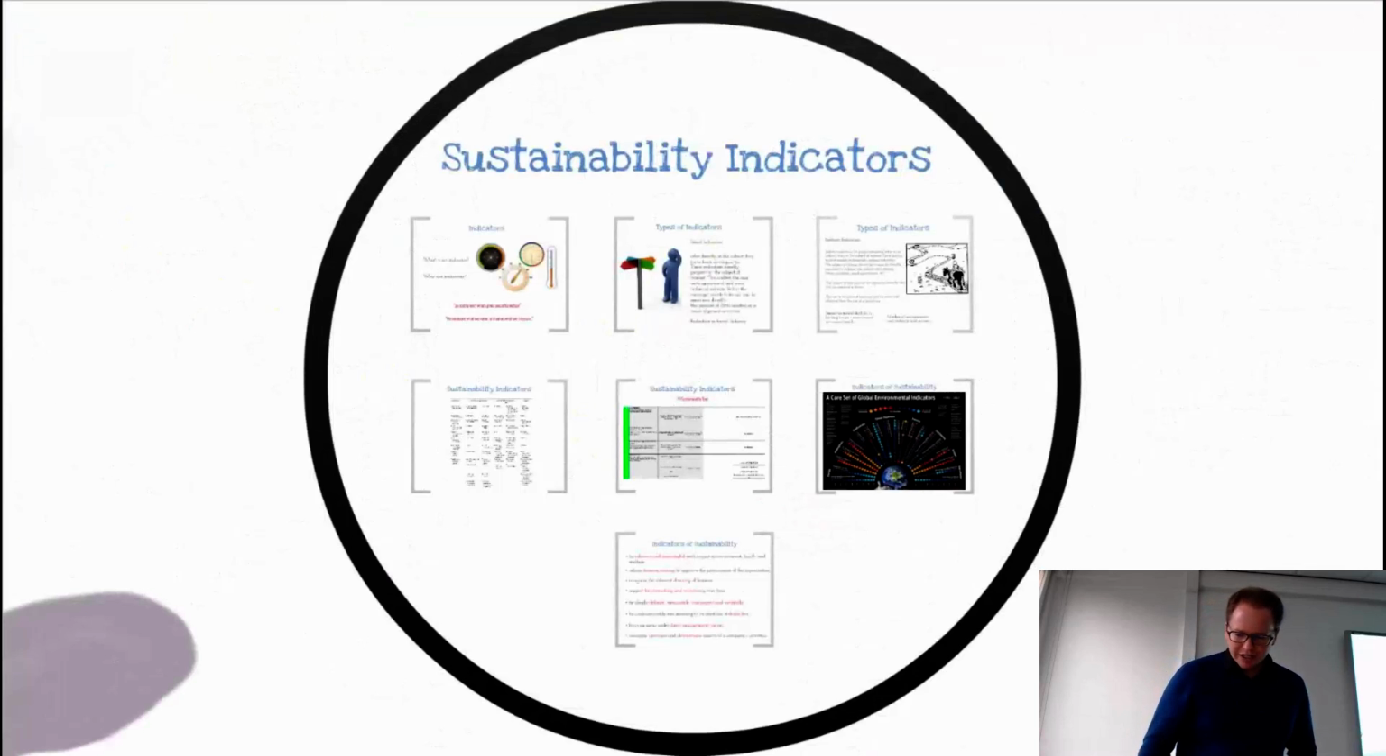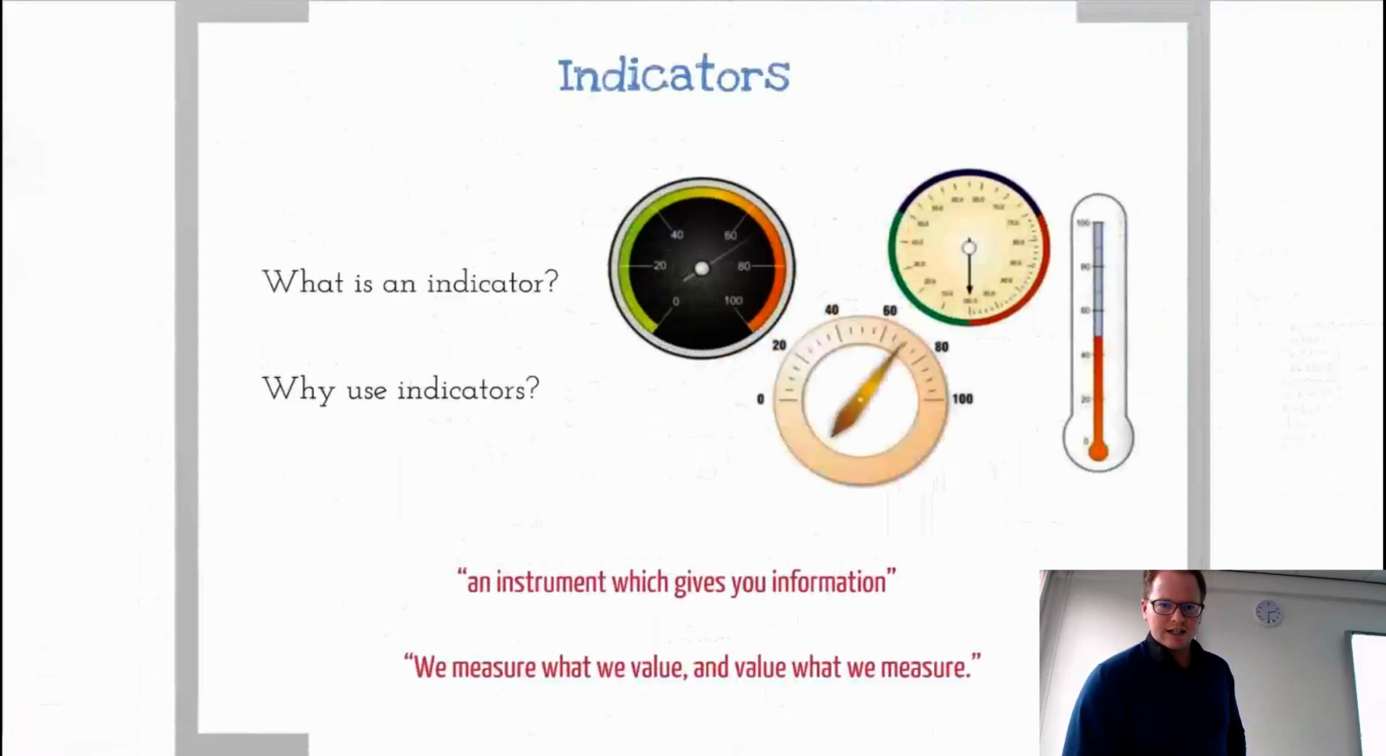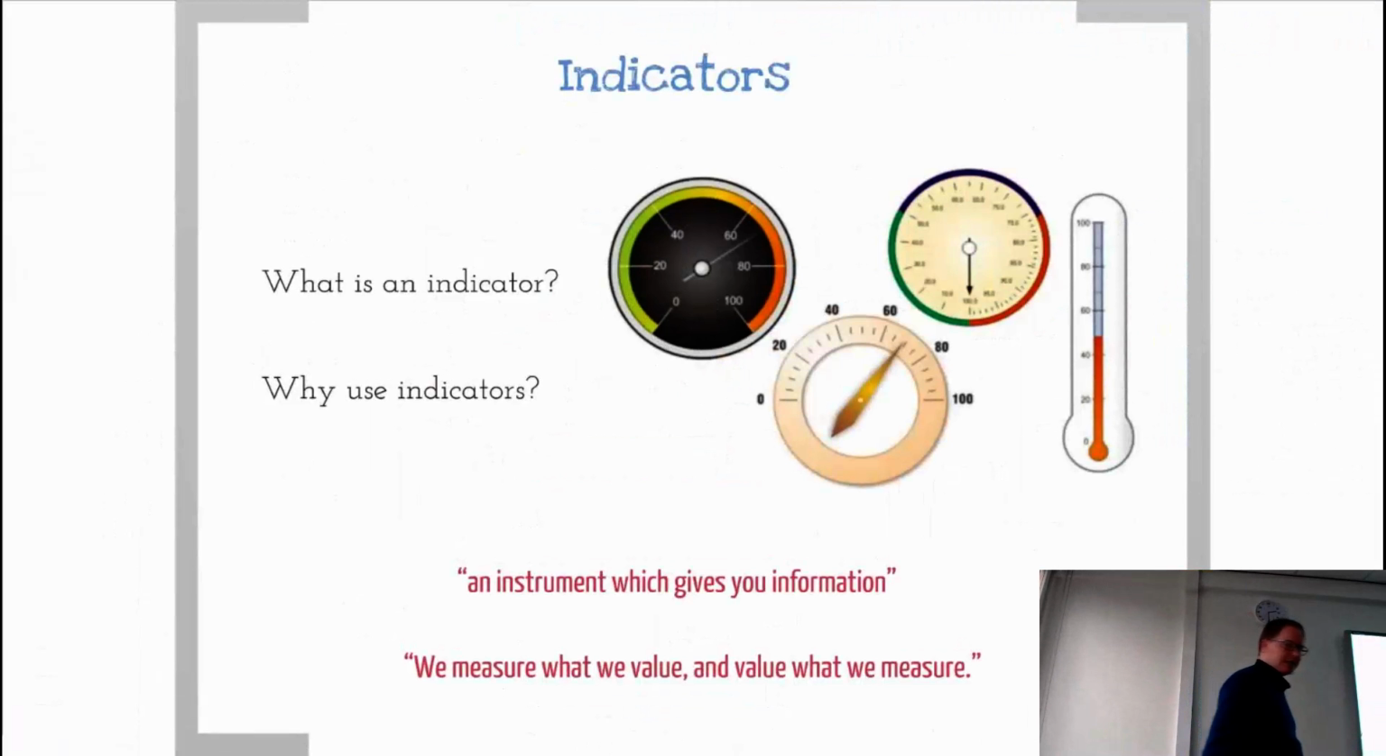What do we actually measure in those scenarios, and what can we use as indicators? What are sustainability indicators? There are a few things. First of all, what is an indicator? What is an indicator to you? What is a good one? Do you like scientific ones, or do you like softer ones? What is a typical indicator?